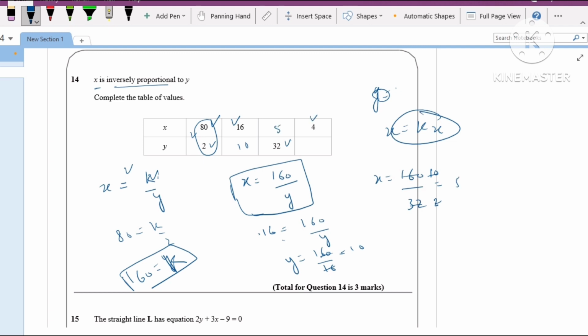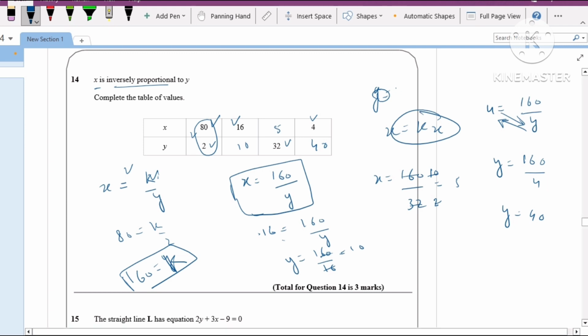Here x is 4. You have to find the value of y. So x is 4, equal to 160 divided by y. We will just cross multiply. So 160 divided by 4, that is 40. So the table has been completed for the inverse proportion.